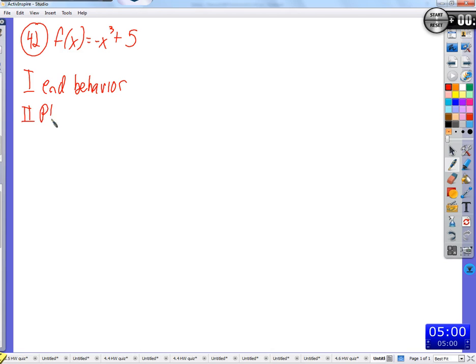Two, I want to see that you plotted some points and that they're correct. And after you have the correct end behavior and you have some points that are correct, that you connect them with a smooth curve. Okay? Smooth meaning not pointy and jagged, and curve meaning not straight.